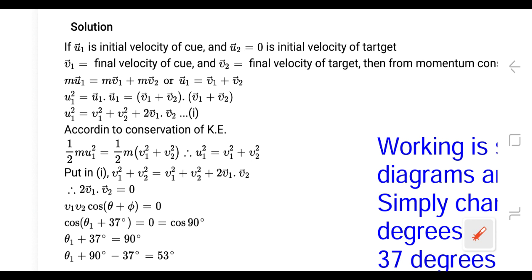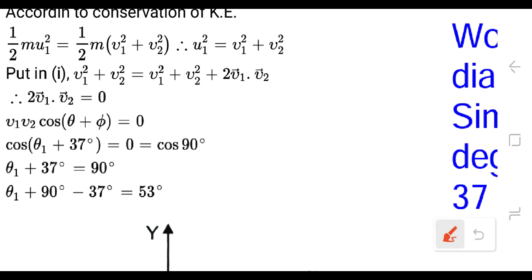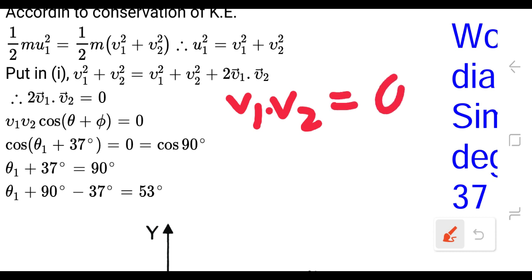So what does that mean if it's like this? In other words, at this step, what it means is simply, if you are to simplify that, we have v1 dot v2 is equal to 0. All right, v1 dot v2 is equal to 0.